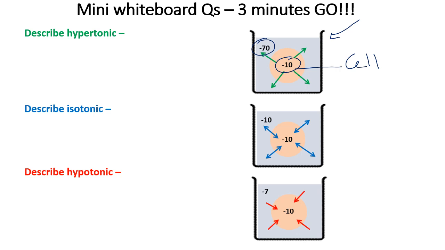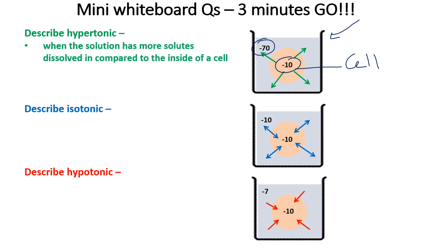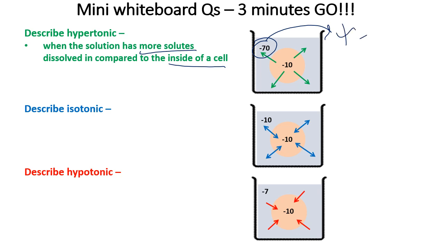Okay, so a hypertonic solution. Now, hyper you might know of as meaning someone has lots of energy or more energy. So that might help you to remember that a hypertonic solution has got more dissolved solutes than the inside of the cell in this example. Okay, so for example here we can see that the water potential of the solution is -70, and we can see that the water potential of the cell is -10.